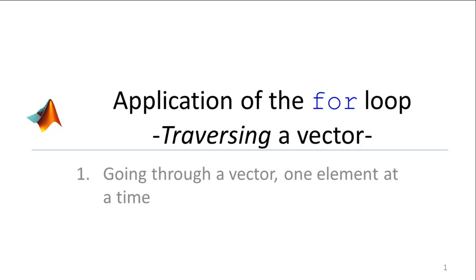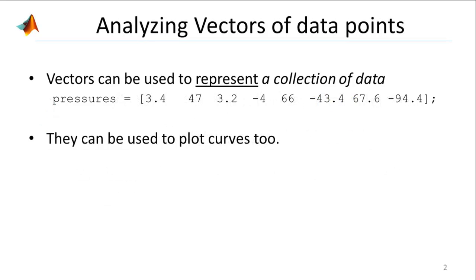A use for the for loop, besides creating vectors from user input, is to actually use vectors that have been created and analyze them. So it's going through a vector, but one element at a time. Remember that vectors are usually used to represent a collection of data points. They can be used to plot curves.